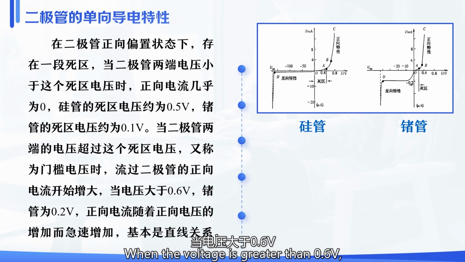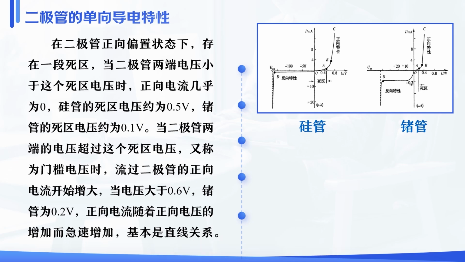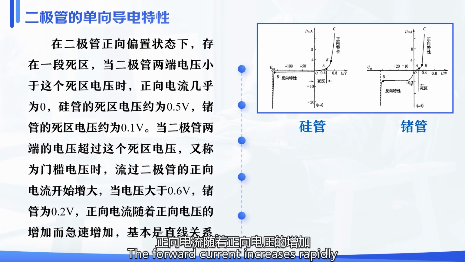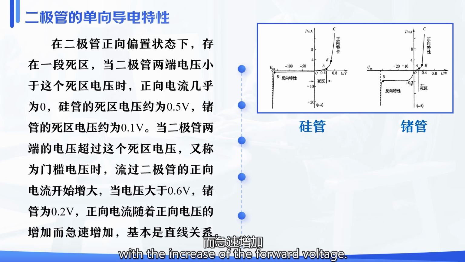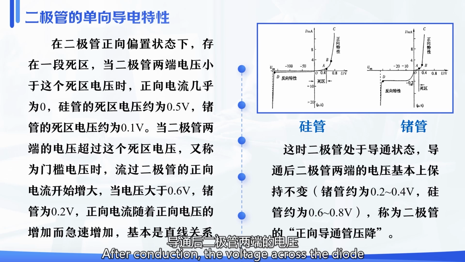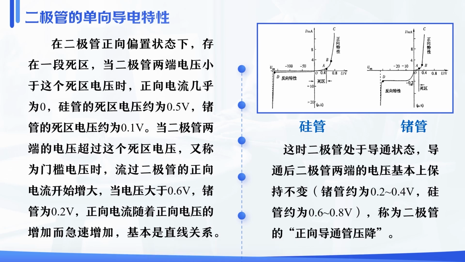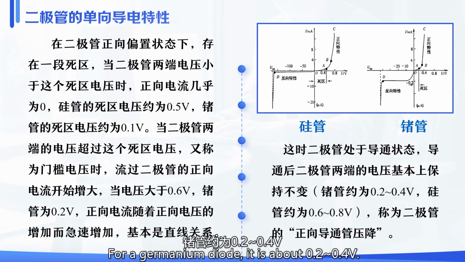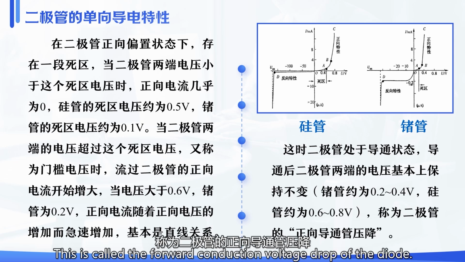When the voltage is greater than 0.6 volt, for a germanium diode, it is 0.2 volt, the forward current increases rapidly with the increase of the forward voltage. It is essentially a linear relationship. At this time, the diode is in a conductive state. After conduction, the voltage across the diode remains essentially unchanged. For a germanium diode, it is about 0.2 to 0.4 volt. For a silicon diode, it is about 0.6 to 0.8 volt. This is called the forward conduction voltage drop of the diode.